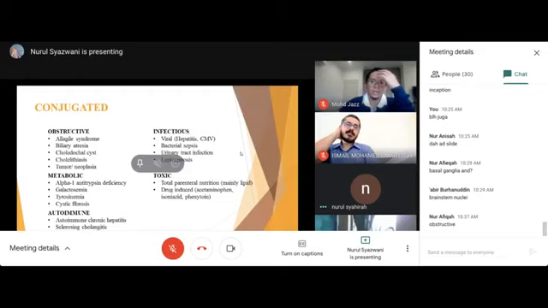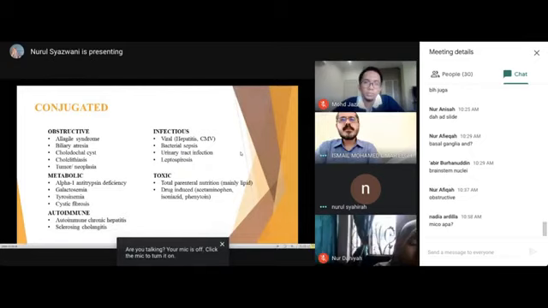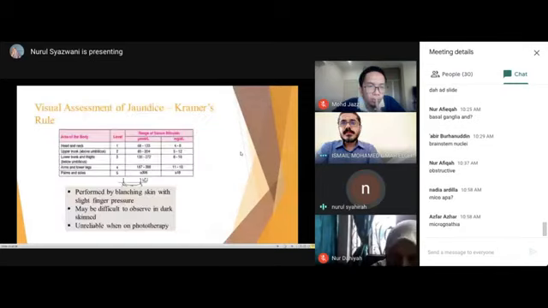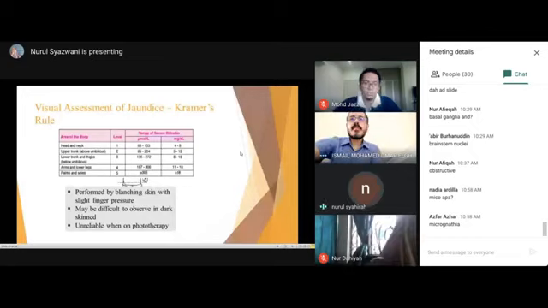Continue, Shahira. Okay. So this one is the visual assessment for the jaundice. We use the Kramer's rule, in which we look at the area of the body with yellowish discoloration, and then there's a range of bilirubin. So we can perform it by blanching the skin with a slight finger pressure. However, usually in the baby of dark skin, it may be difficult to observe. But this assessment is unreliable when on phototherapy.